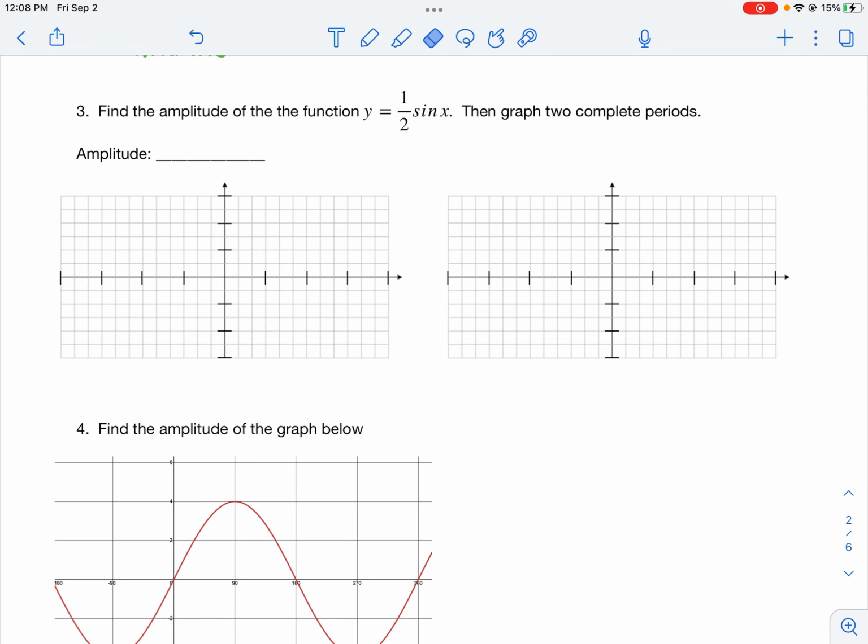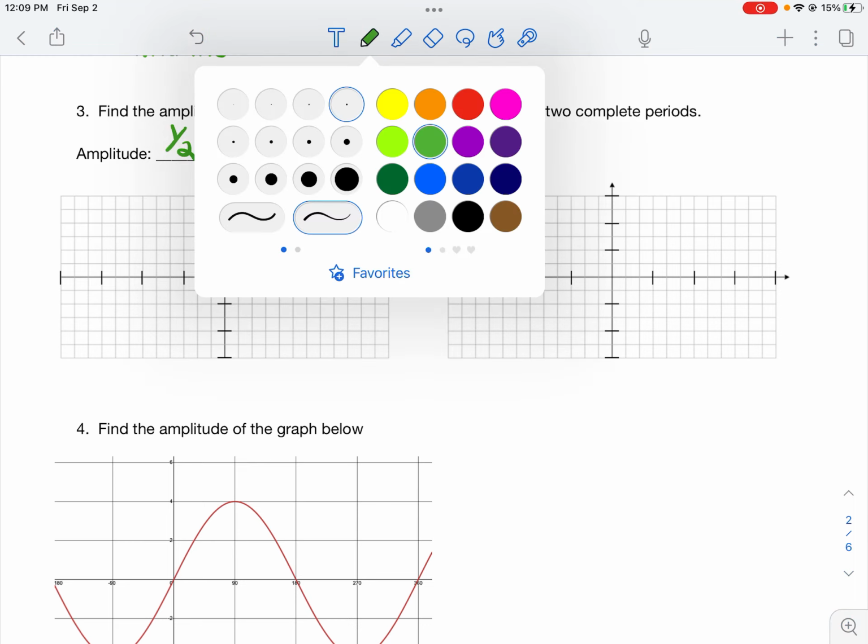All right, so in our first example here, we're going to find the amplitude of our function, and then we're going to graph two complete periods. And I want to show you the kind of graph I want to see. So again, amplitude is your A. I notice the sine is being multiplied by 1/2, so that is my amplitude. My amplitude is 1/2.